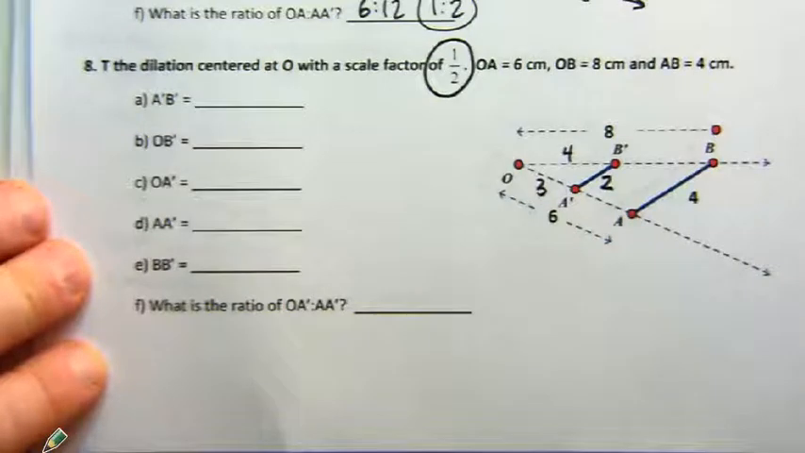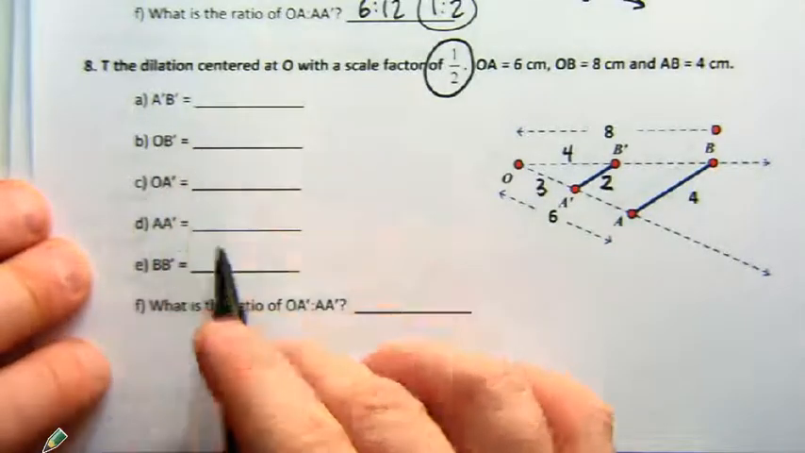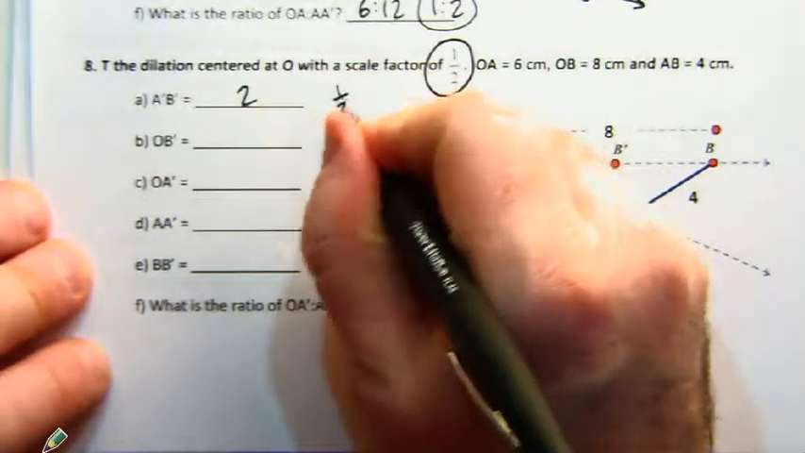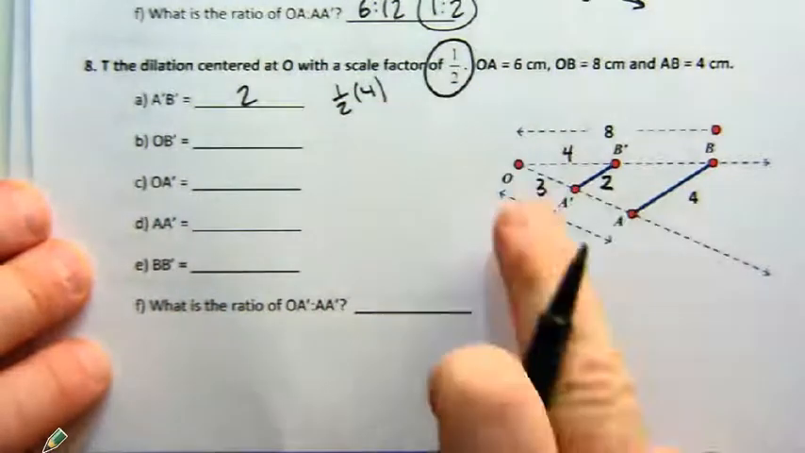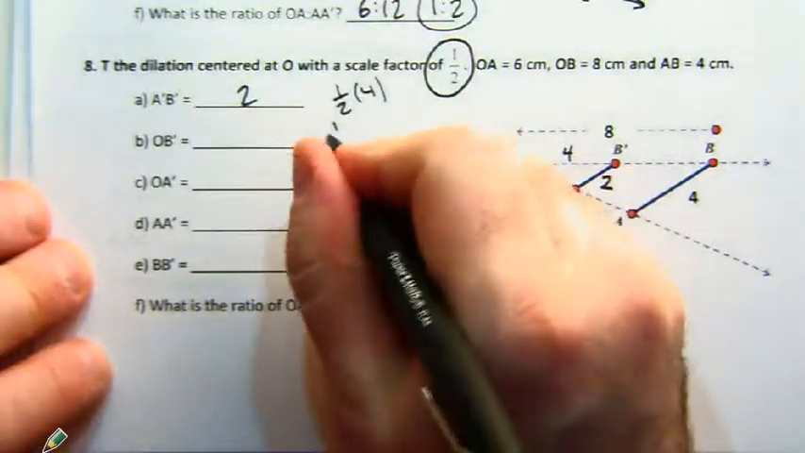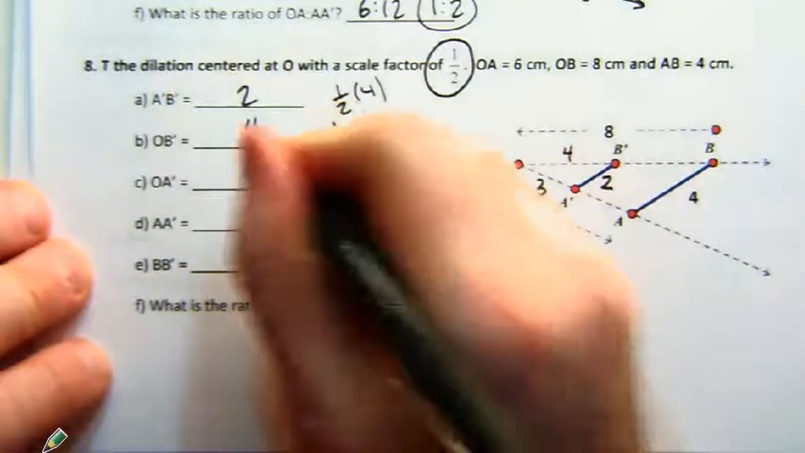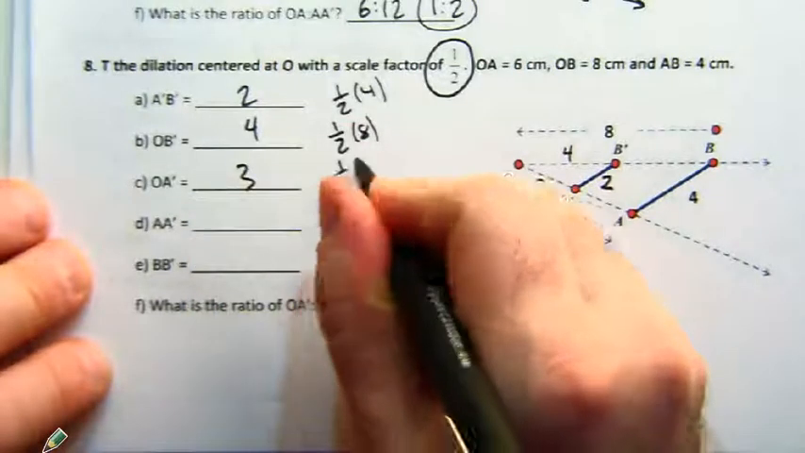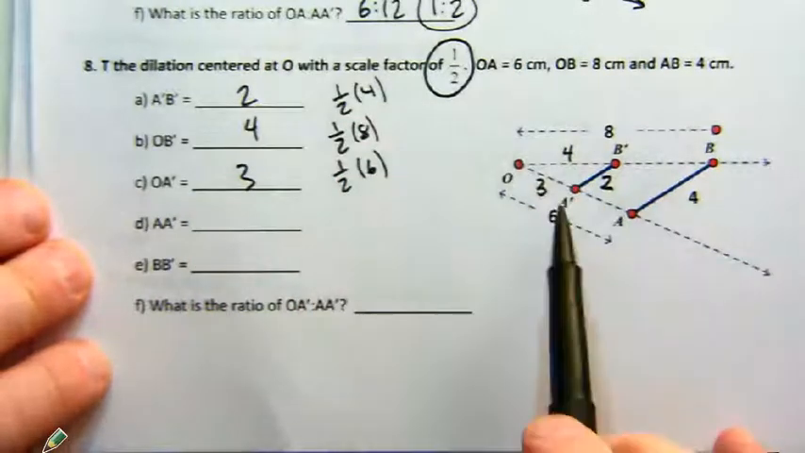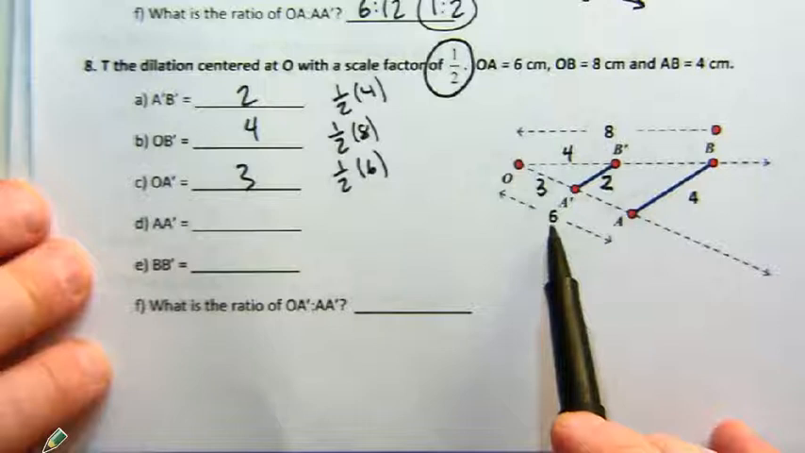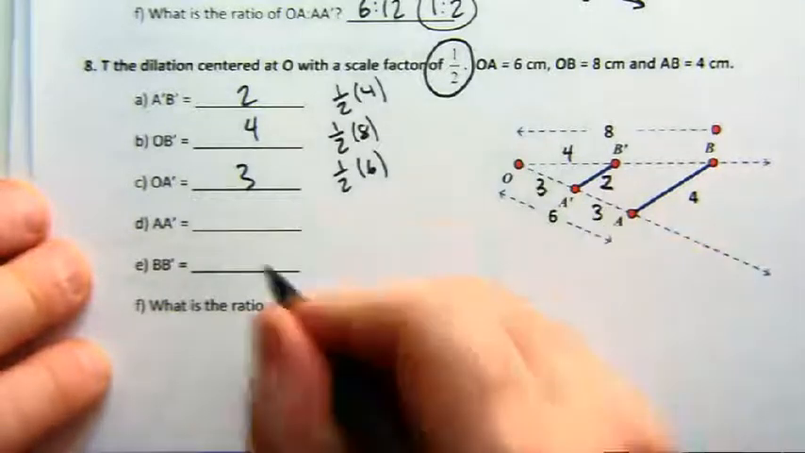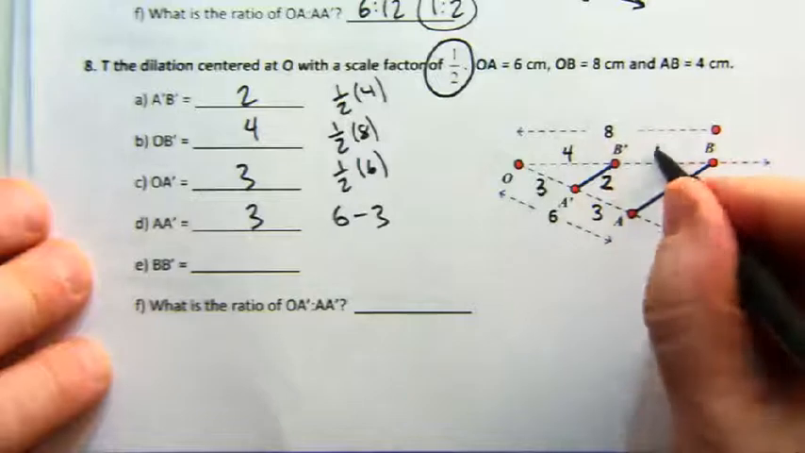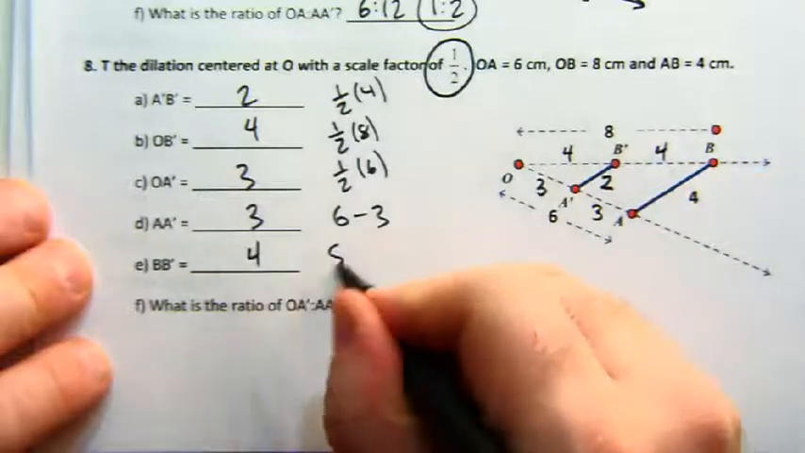Let's see what else we can do. Well, let's go over here now and see if we got most of our answers. So a reduction would make this 2 because 1/2 times 4. O to B prime was 8 before, and half of 8 is 4. O to A prime is 3 because half of 6. And then it asks for what was this distance. So it's basically the 6 minus 3, and in this case is a 3. And this distance over here would be 8 minus 4, which happens to be 4.